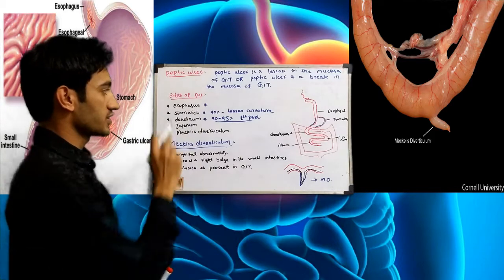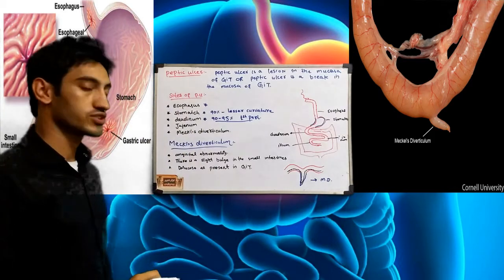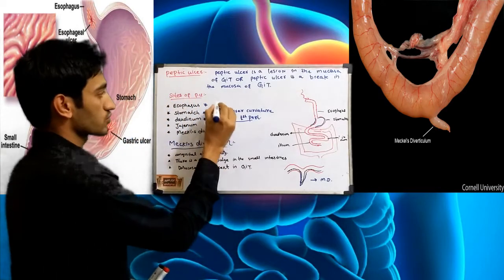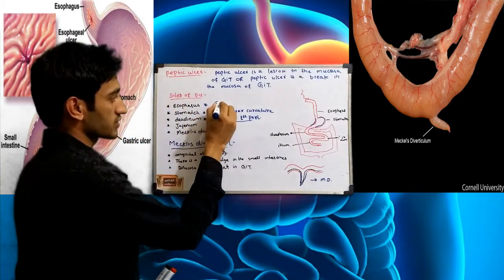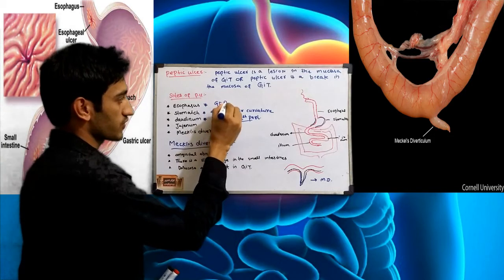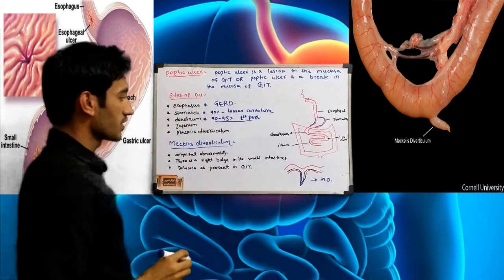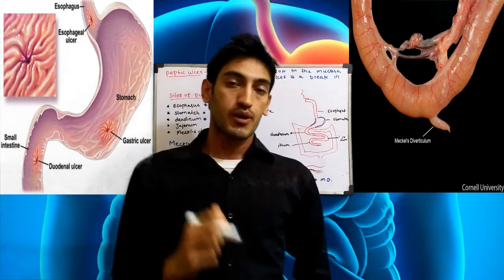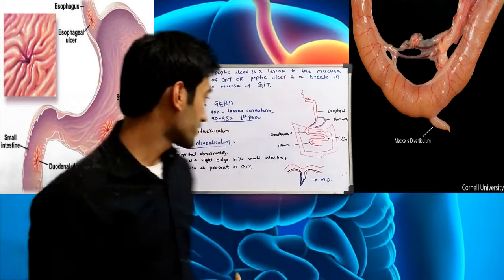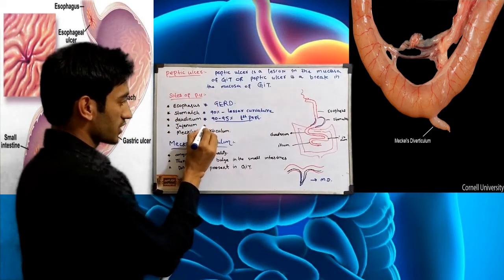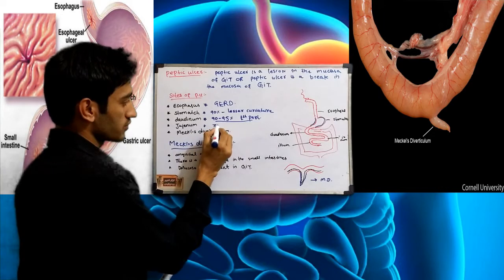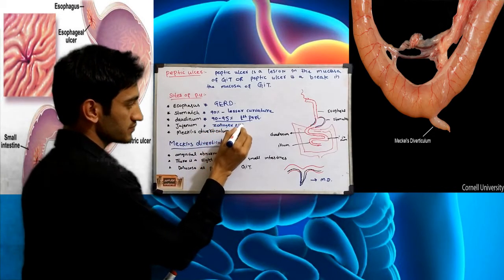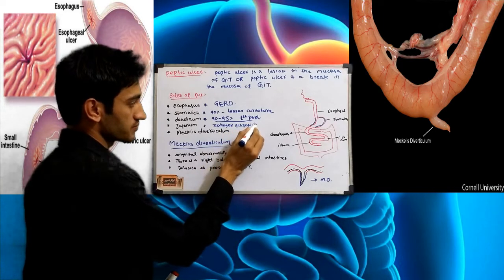About the esophagus, the ulcer in the esophagus occurs in a disease which is called gastroesophageal reflux disease. So you should know it occurs in gastroesophageal reflux disease. And another point about the jejunum: the ulcer of the jejunum occurs in a disease called Zollinger-Ellison syndrome.